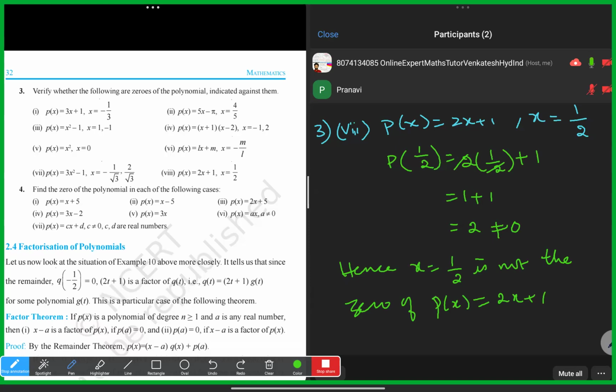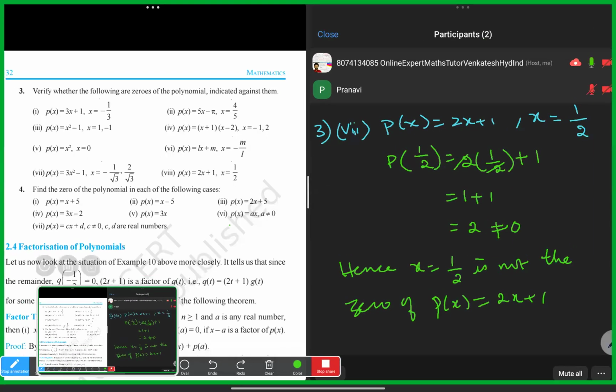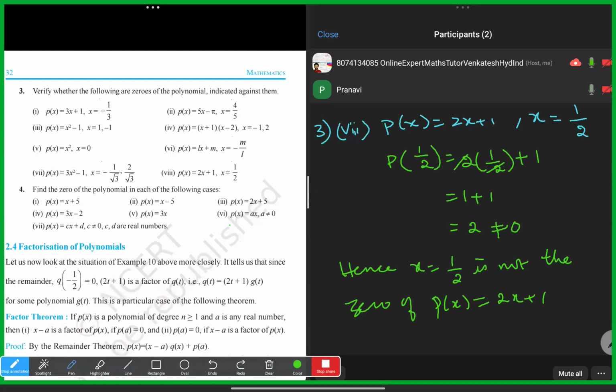So Pranavi, in this model they gave certain values of x and asked us to verify whether they are zeros of the polynomial or not. Now the next question, the fourth question model, we need to find out the zeros of the polynomial. They didn't give any x values, we only need to find them. So what is the meaning of 0 of the polynomial? The polynomial should become 0 at that value of x. So when finding the zeros of the polynomial, we need to equate the polynomial to 0 and find the value of x.